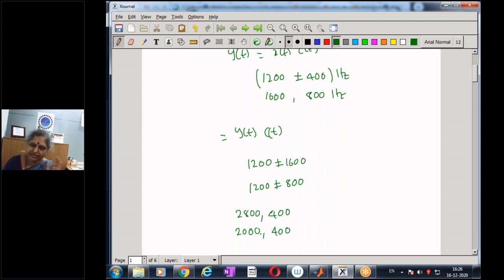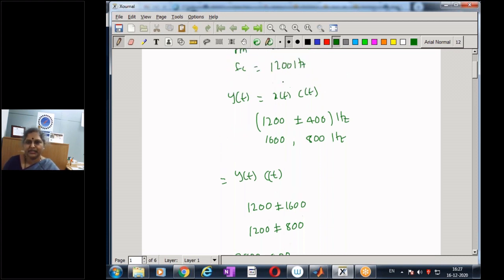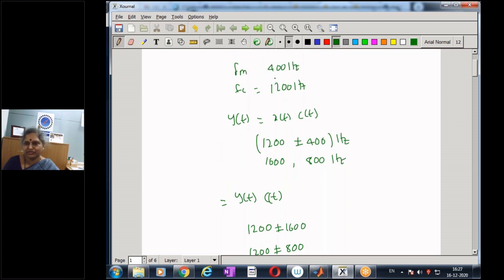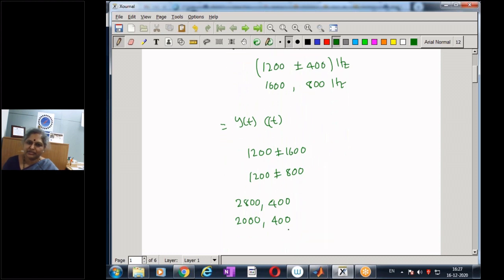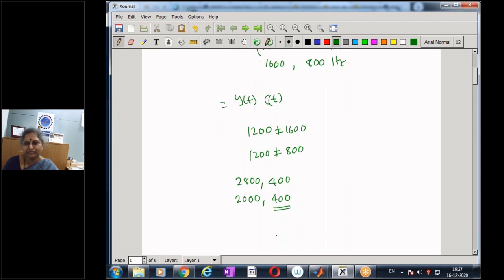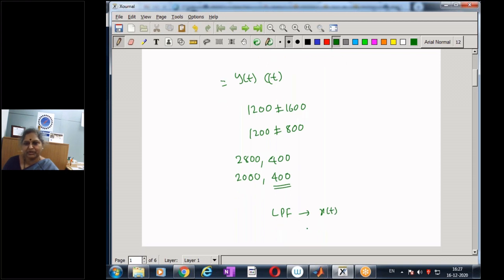So we are getting frequency components at very high frequency, and we are also getting 400. And what is this 400? 400 happens to be our initial frequency that we started off with, 400 hertz. It's our lower frequency signal, the message. So by taking this product, and if I simply pass it through a low pass filter, I will get my signal x of t, which is given by cos 2 pi fm t. Let us see this signal.